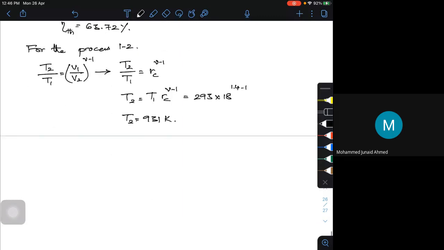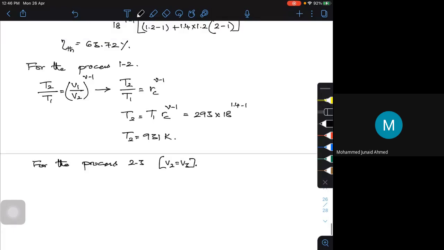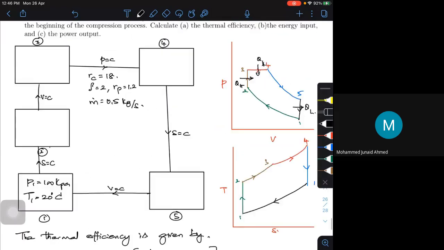Now let us consider the other process, that is, the process 2 to 3. What is it actually? Volume V2 is equal to V3. I got the value of T2 as 931 Kelvin. I will just go here and put this. So T2 is equal to 931 Kelvin. When and where we calculate a particular point, we'll put it over there.